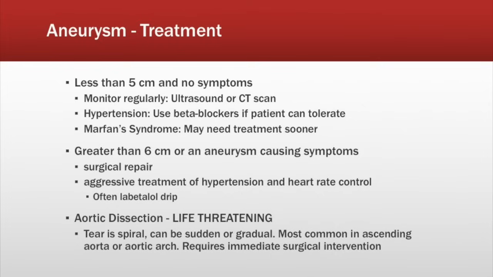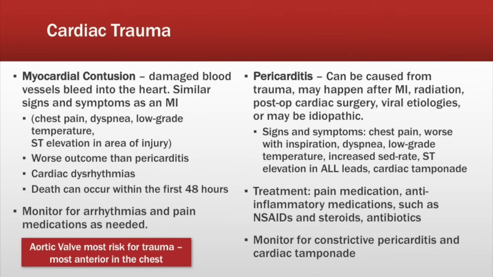For the aortic dissection, this is definitely life-threatening. There are 2 types, type A and type B. But for the test, just know the aortic dissection generally, the concept of the aortic dissection. I don't believe they get too specific on the test. The tear is spiral and can be sudden or gradual, most common in the ascending aorta or aortic arch, so that's type A actually, and this requires immediate surgical intervention. A lot of times these patients can have calcified aortic arches, really hard, brittle aortic arches, so it's definitely a dangerous and serious surgery.